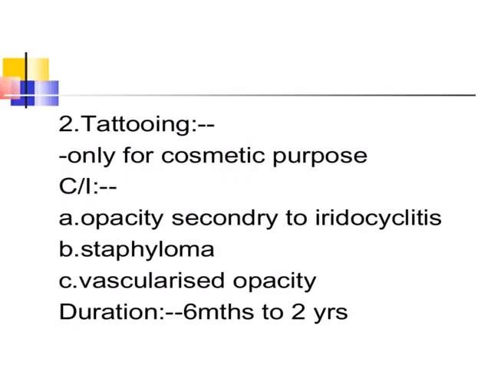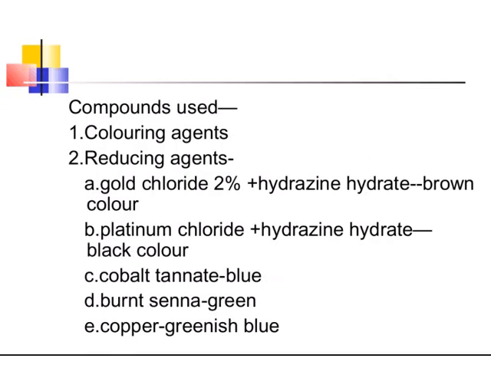Tattooing is only for cosmetic purpose. It is contraindicated if there is opacity secondary to iridocyclitis, staphyloma, or vascularized opacity, and the duration is from 6 months to 2 years. Compounds which can be used for tattooing are coloring agents with reducing agents: gold chloride 2% with hydrazine hydrate gives a brown color, platinum chloride plus hydrazine hydrate gives a black color, cobalt tannate gives a blue color, burnt sienna gives green, and copper gives greenish blue.